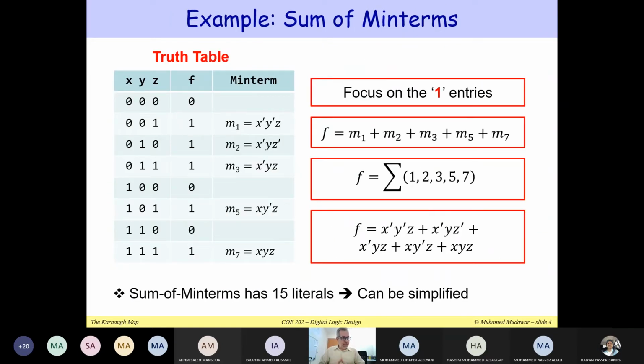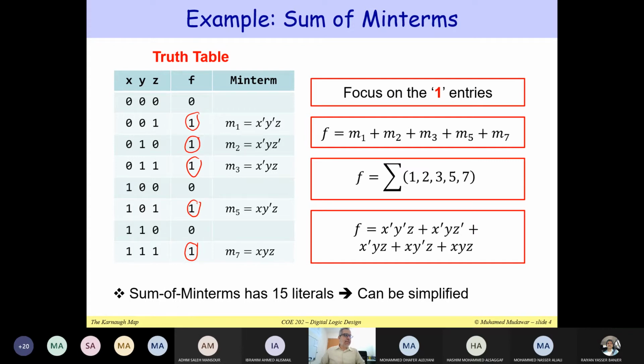Right, let me start with a simple example. That's a function f. It's a function of 3 variables. And these are the minterms. You can see we can focus here on the 1 entries. So we have this one, this one, this one. And I have 2 more here. So we have minterm 1, minterm 2, minterm 3, minterm 5, and minterm 7. So these are the 1 entries in the truth table. And we can write the function f as the sum of these 5 minterms. Do you agree?